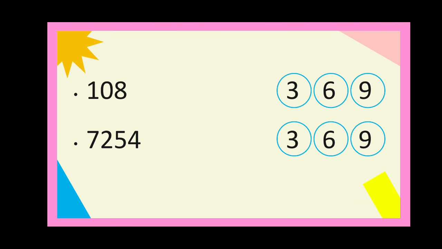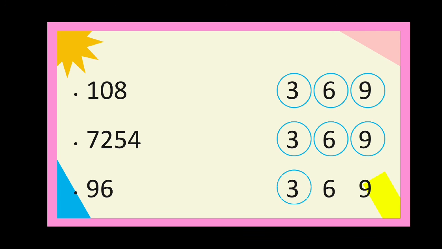Okay, next. 96. So, let's add all the digits. 9 plus 6 equals 15. 15 divided by 3 equals 5. So dahil walang remainder, 15 is divisible by 3 and 96 is also divisible by 3.